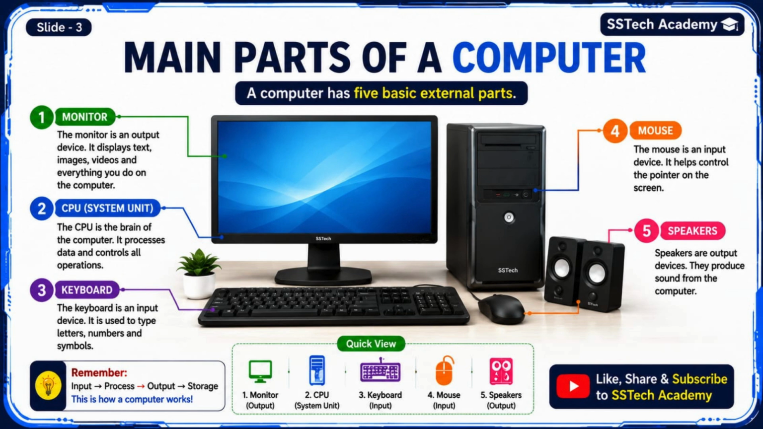Now let's look at the 5 basic external parts of a computer. First is the monitor. It is an output device that displays text, pictures, videos, and other information. Second is the CPU or system unit, which contains important internal components and processes data. Third is the keyboard. It is an input device used to type letters, numbers, and symbols. Fourth is the mouse. It helps us control the pointer and select items on the screen. And fifth are the speakers, which are output devices used to produce sound. These parts work together to help us use a computer efficiently.